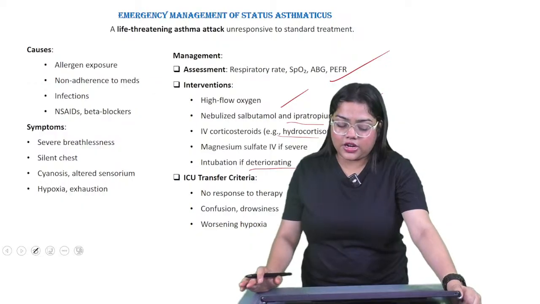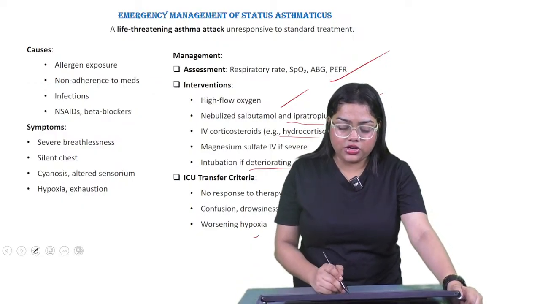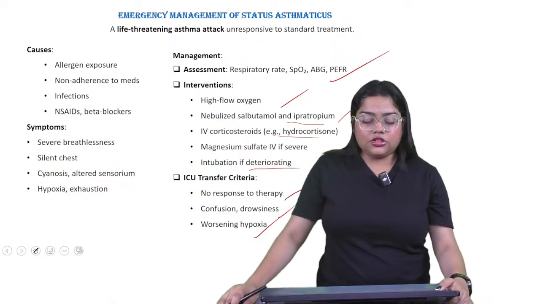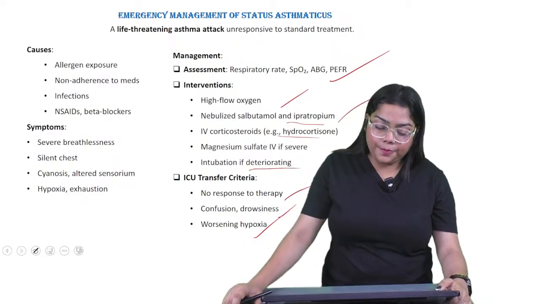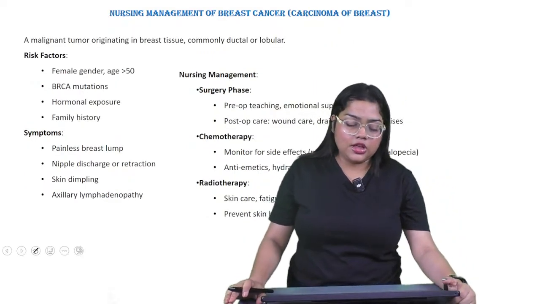Okay, ICU transfer criteria include no response to therapy, confusion, drowsiness, and worsening hypoxia. In those cases we can transfer the patient. So that is about the emergency management of status asthmaticus.